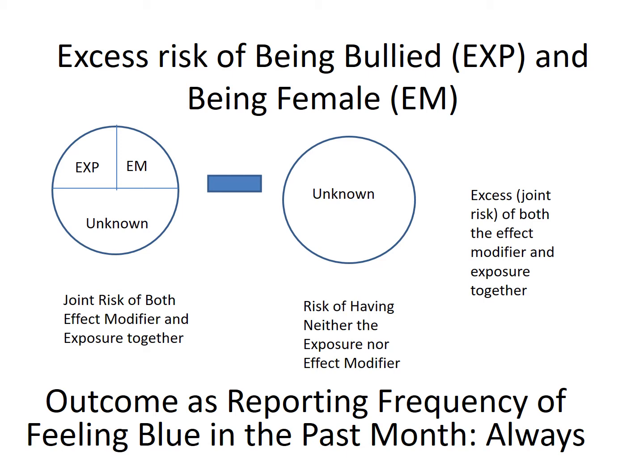The initial data was taken from 1997. Adolescents were asked whether or not they had been bullied before the age of 12. And we're going to look at that exposure in relation to being female as the effect modifier. So if you look at the pie on the left side, the exposure is being bullied before the age of 12. The effect modifier is being female. So we're going to fill in the table using that data.